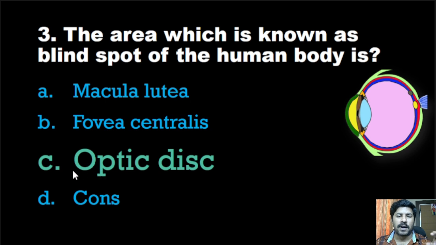At the same time, if the image is focused at the optic disc, then there will be no vision. That is why it is the blind spot. The difference between the blind spot and fovea centralis: fovea centralis is maximum vision, optic disc means there is no vision. If an image is formed at the optic disc, you are not able to see any part.